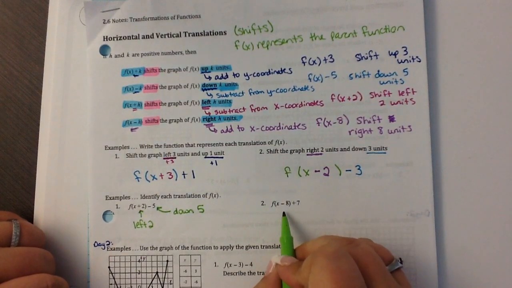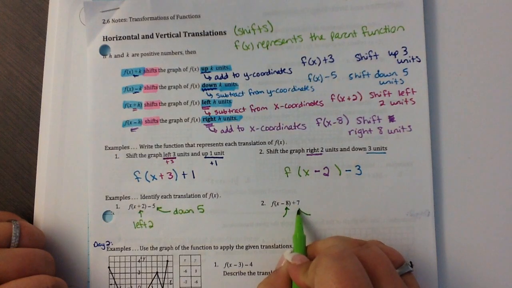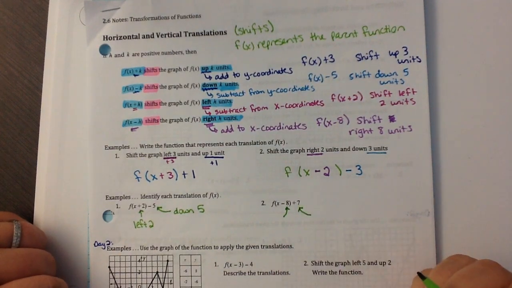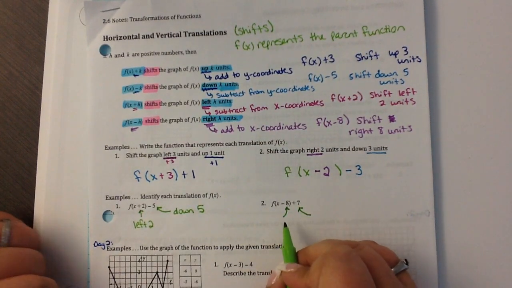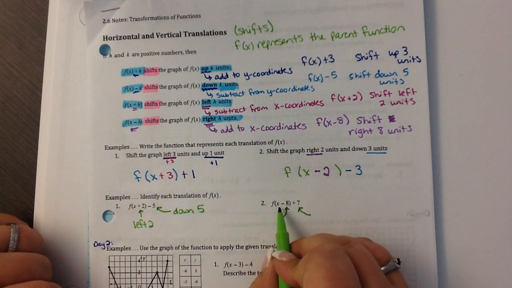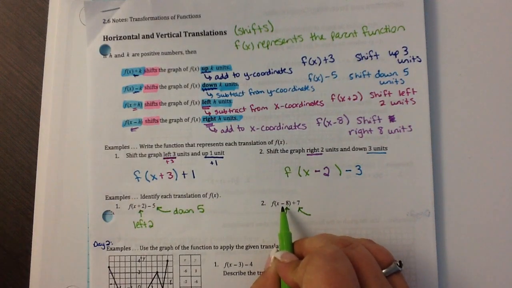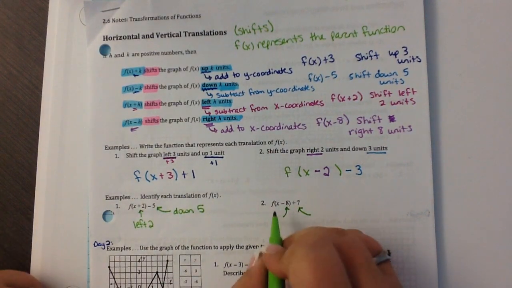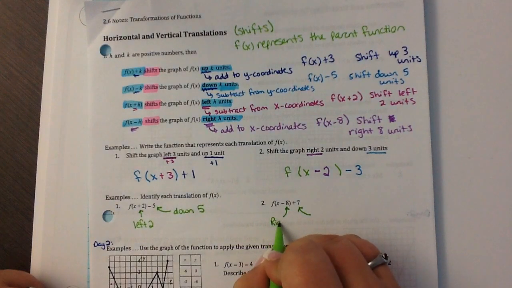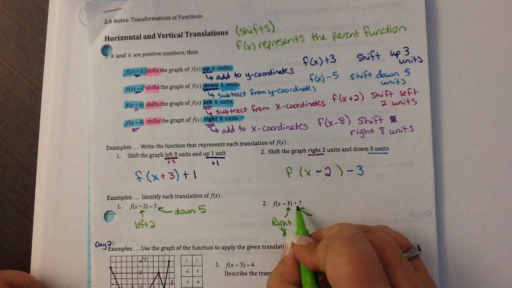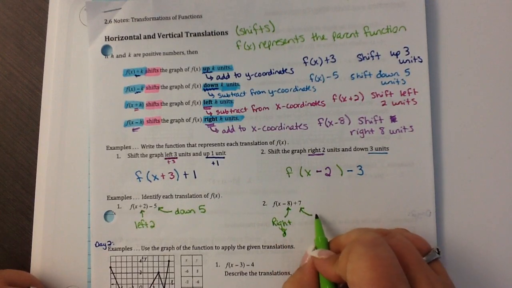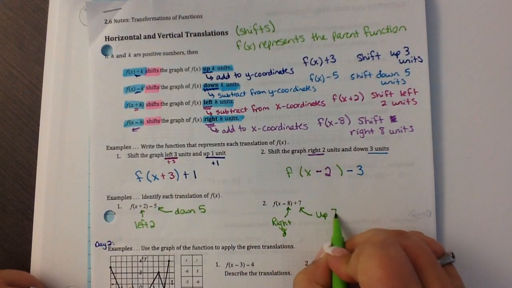So if I were you, I think you should pause the video and try to do this next one on your own, and then restart and check. So if you are doing this one, inside we have a minus 8, so that's going to go left or right. Minus you would think is going to go left, but since it's inside the parentheses, it does the opposite. So that's going to go right 8. And after the parentheses, it does what it says. So this is going to go up 7.